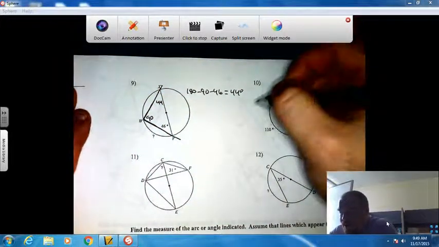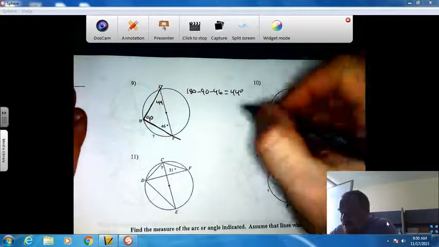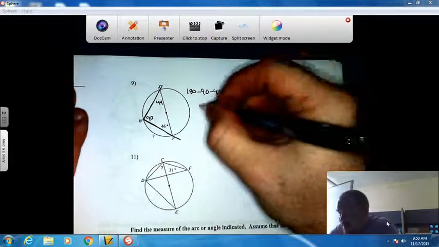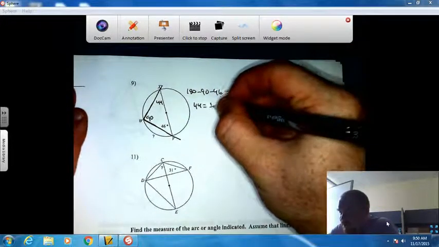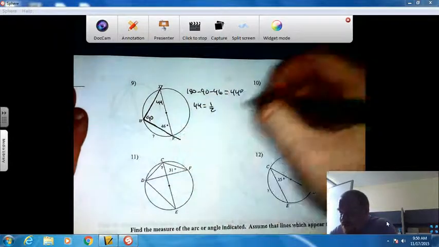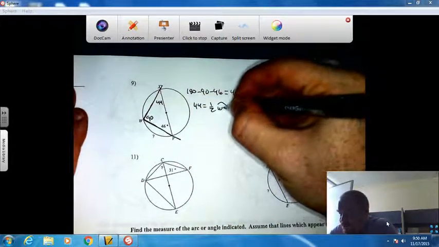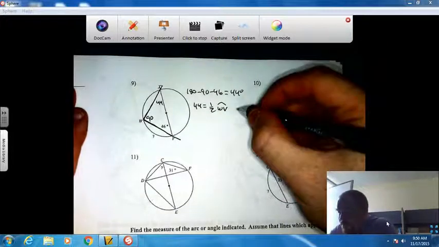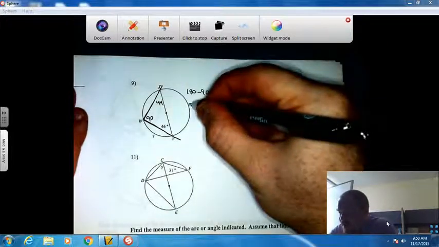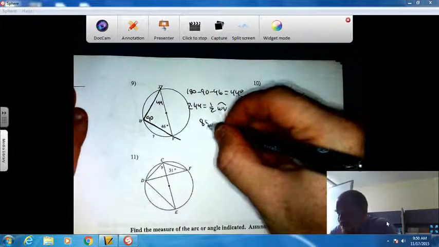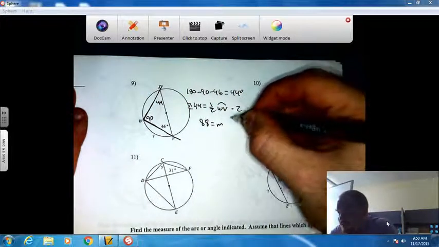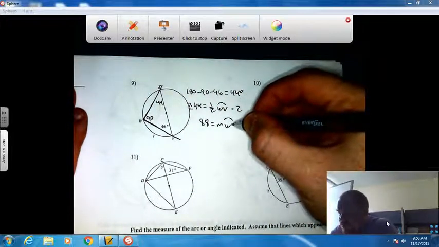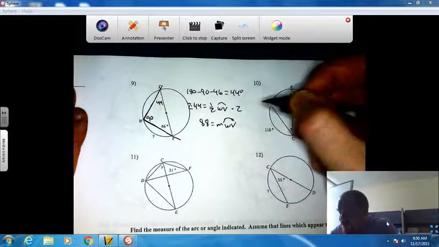And I know that the angle is 1/2 the arc. So multiply both sides by 2 to get rid of the 1/2. And I find that 88 degrees is the measure of arc WV.